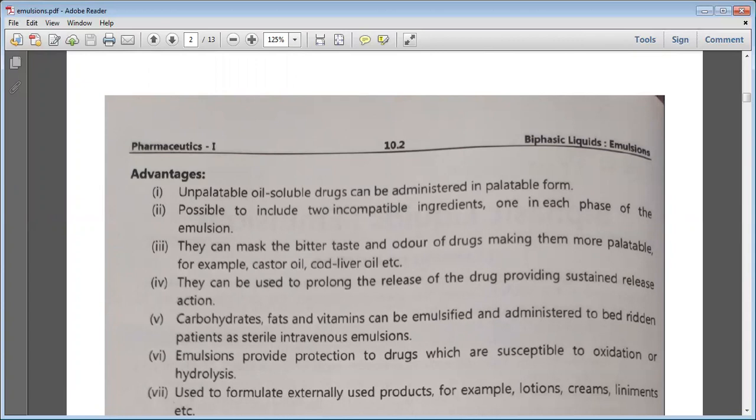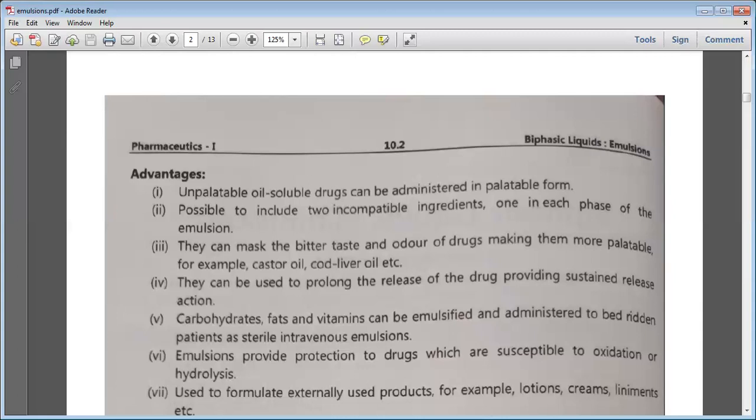So it can be given in the form of an emulsion. They can mask the bitter taste and odor of drugs, making them more palatable. For example, castor oil and cod liver oil. As you know, castor oil and cod liver oil are not acceptable if taken orally. Once cod liver oil is placed on the tongue, people tend to have a nauseating effect. So this cod liver oil can be converted into emulsions, which can be flavored and given orally. So this is one of the advantages.